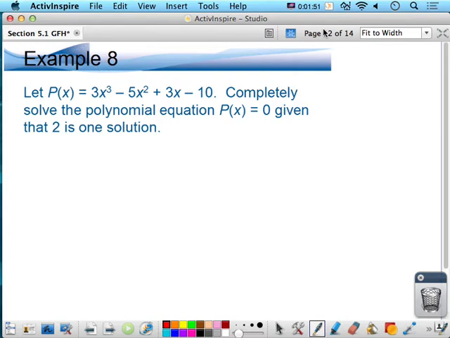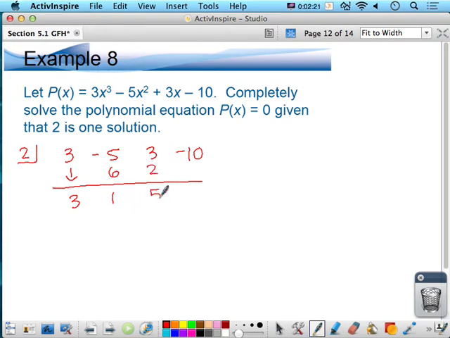And since we know that 2 works, when I divide synthetically by 2, what should my remainder be? 0. Should be 0. So let's take a look at that and see where we get. I set everything up, I put my synthetic divisor in the box, and I listed my coefficients from highest power to lowest power. I multiply 3 times 2, and add those together, 1 times 2, and add those together, and 5 times 2, and sure enough, I get a remainder of 0.